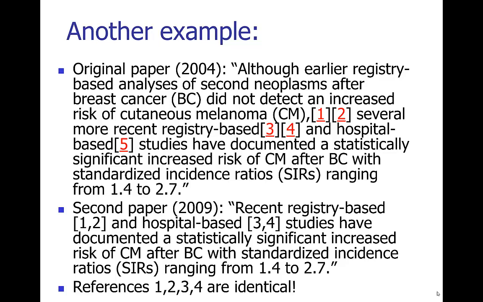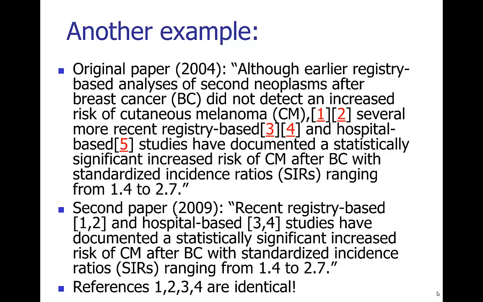But I was reading a 2009 paper, and I came across this sentence: recent registry-based and hospital-based studies have documented a statistically significant increased risk of melanoma after breast cancer with standardized incidence ratios ranging from 1.4 to 2.7. That was the original, the paper that I was reading. This is the plagiarized paper. I actually wanted to know more about those numbers, the 1.4 to 2.7. I wanted to know exactly where those came from. I wanted to dig back to the primary literature.